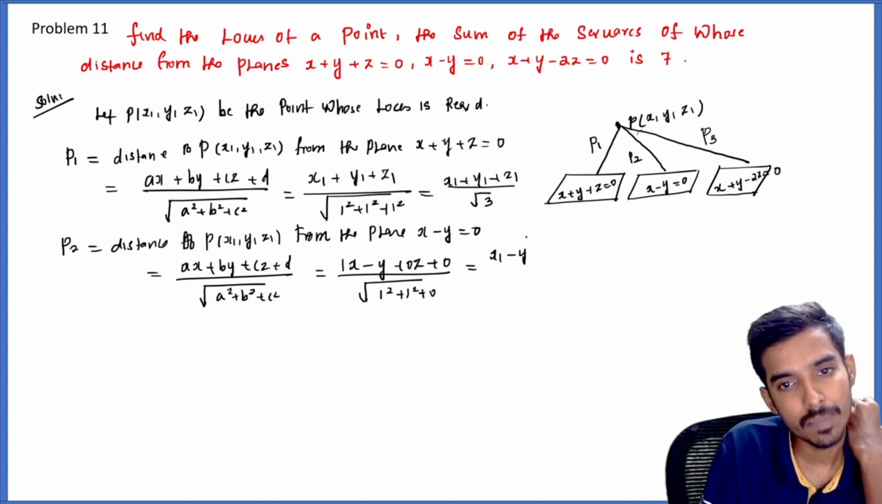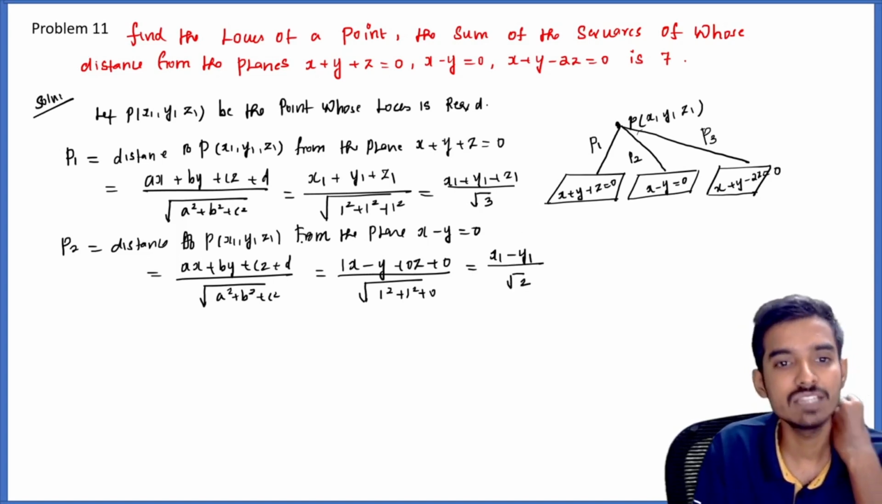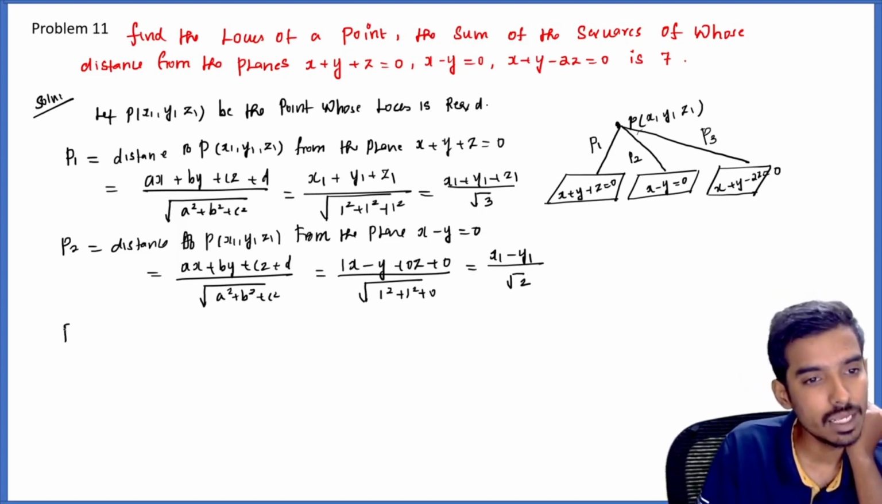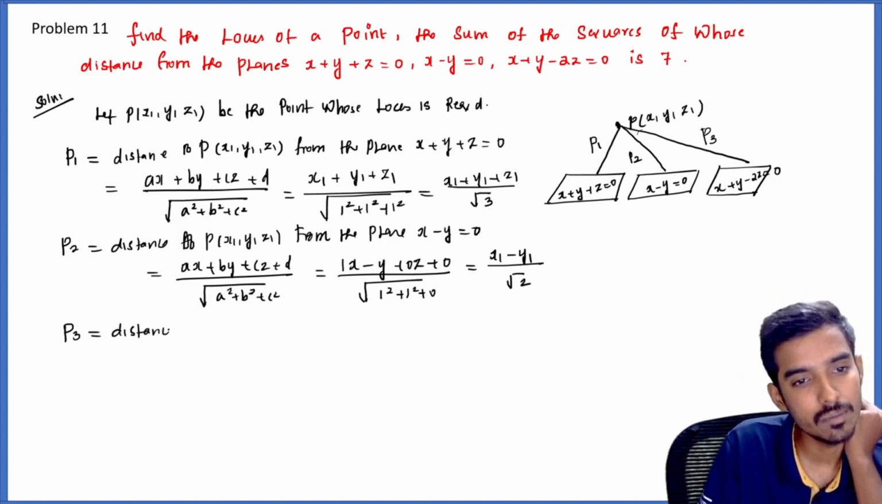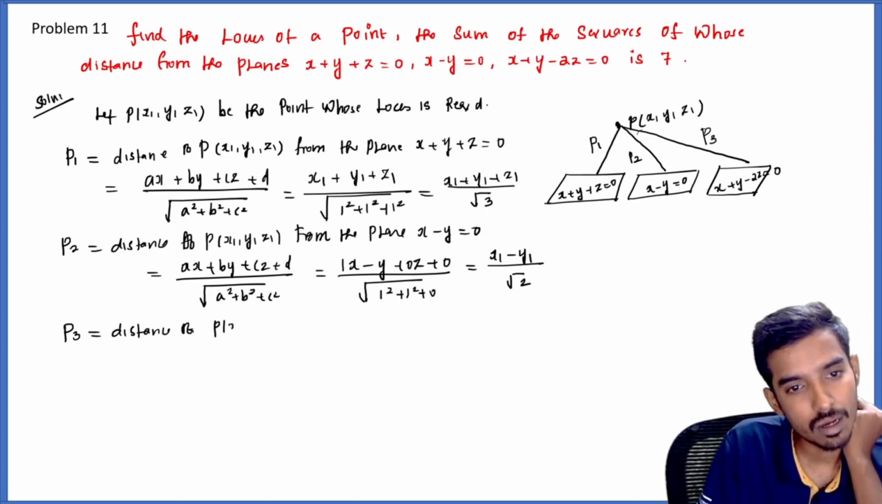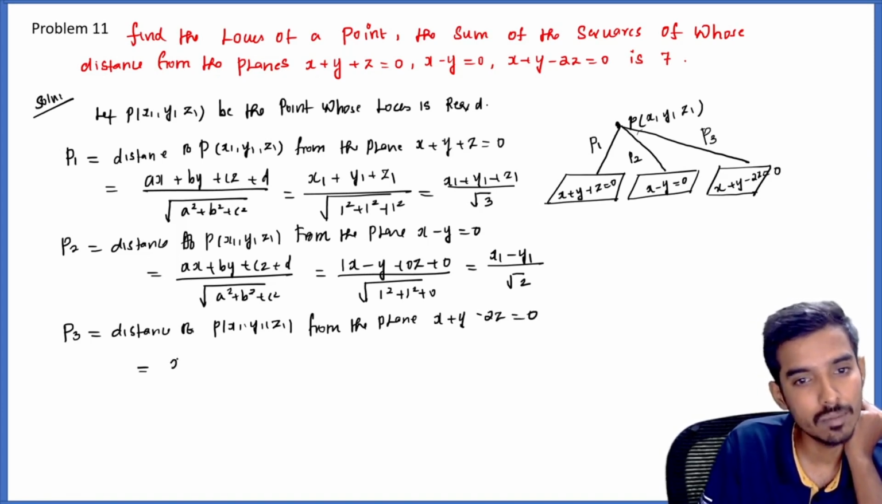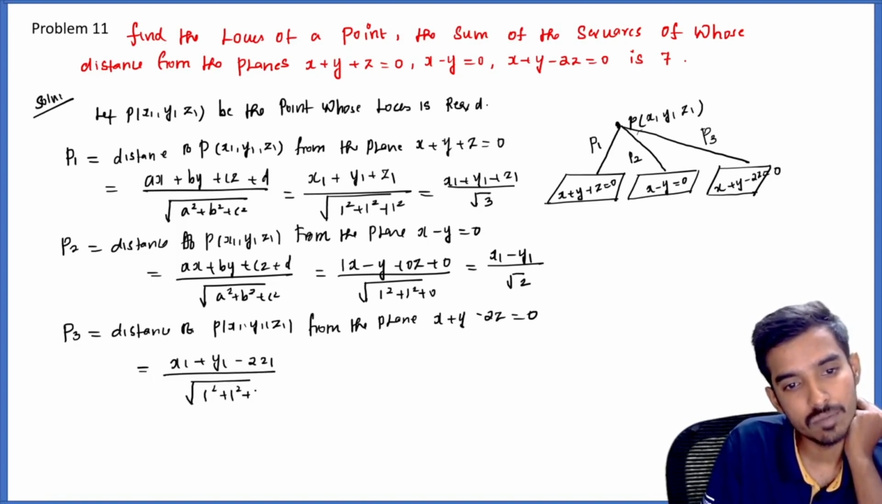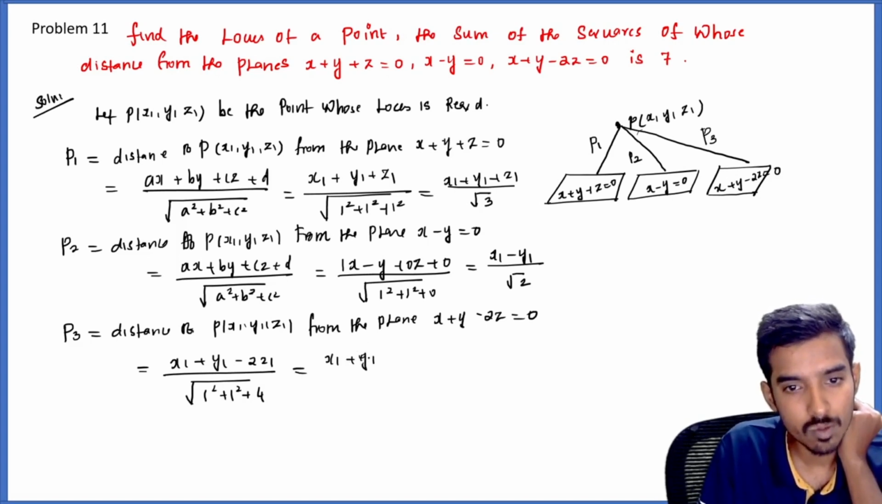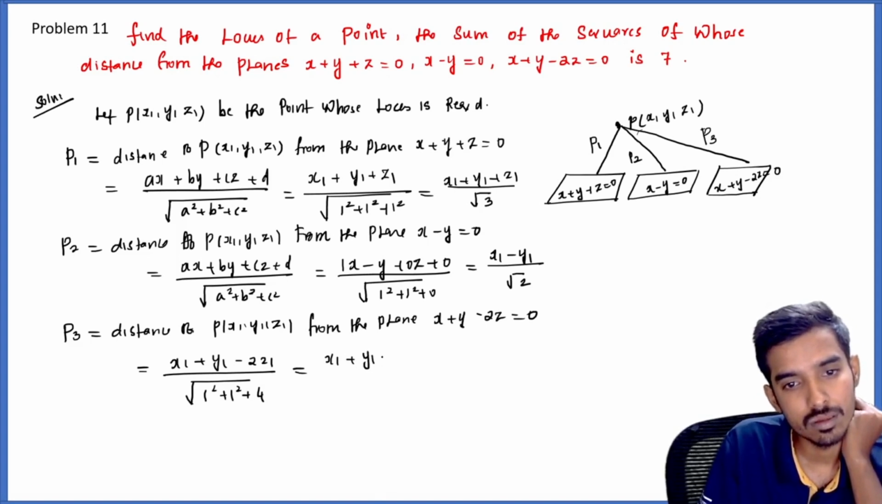So we will have (x1 minus y1) divided by root 2, right? Because we're substituting x1, y1, z1 in this point. And similarly, you find P3. P3 is the distance of the point x1, y1, z1 from the plane. What is the third plane? It is x plus y minus 2z equal to 0. So this is given by (x1 plus y1 minus 2z1) divided by root of a square plus b square plus c square, which is (x1 plus y1 minus 2 times z1) divided by root 6, right?